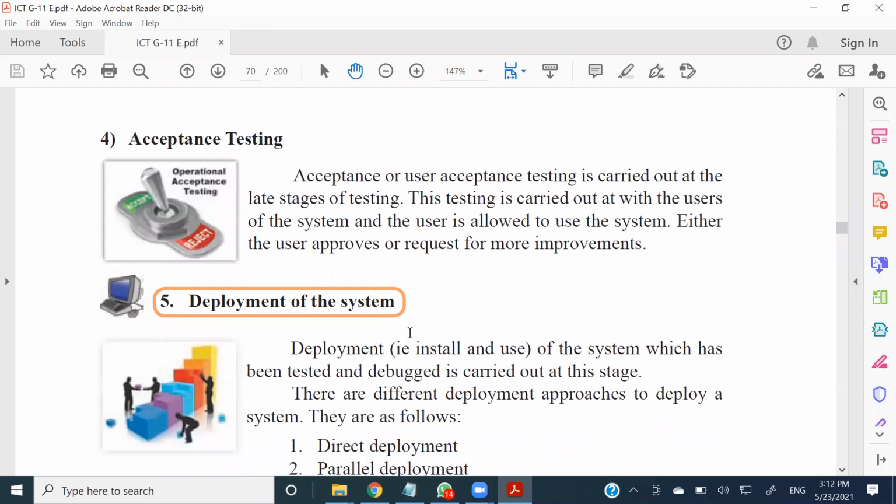When they are trying to deploy it, there are many ways that they can deploy the system. And what you have to remember is that when they are going to deploy the system, there is an existing system which already operates in the premises, the place where we are going to introduce the new system, right?